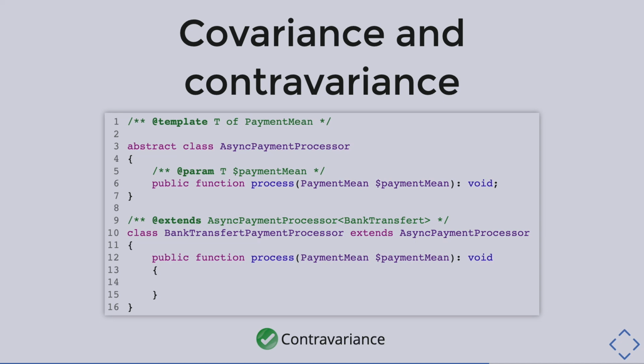But in my implementation, I'm stuck with PaymentMean, okay? Because I don't want to break the contravariance principle of PHP. And with that code, my IDE and any other tools like PHPStan will know that I will work in my BankTransferPaymentProcessor only with bank transfers. So I will have auto-completion and so on.